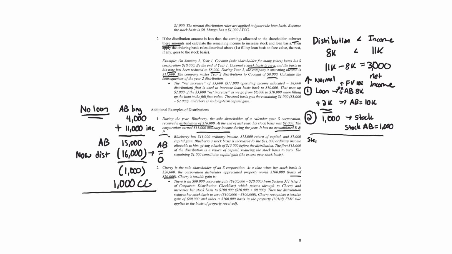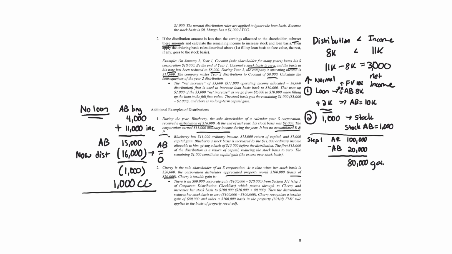Step 1, we take the amount realized minus the adjusted basis. The amount realized is the greater of the fair market value of the property or the liability relief. There's no liability relief here. So the property being distributed is this appreciated property with a value of $100,000. That's the fair market value, minus the adjusted basis the corporation has, which is $20,000. We have $80,000 of gain.